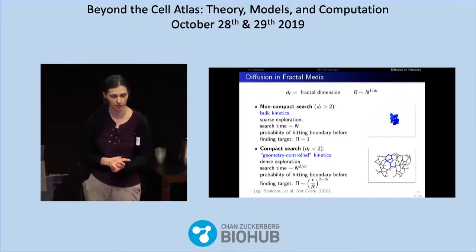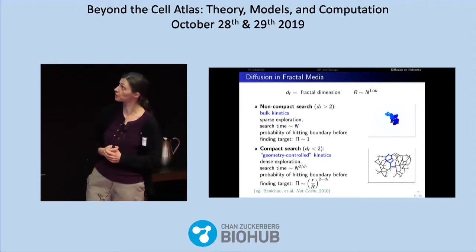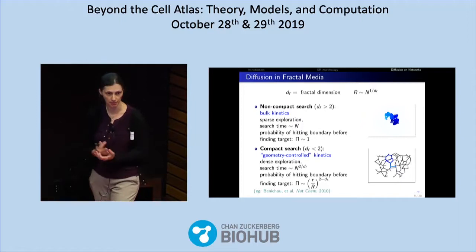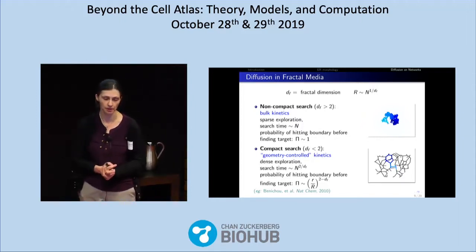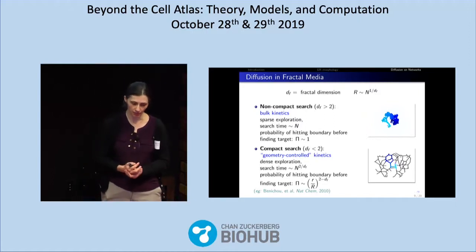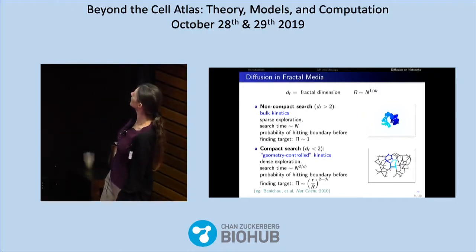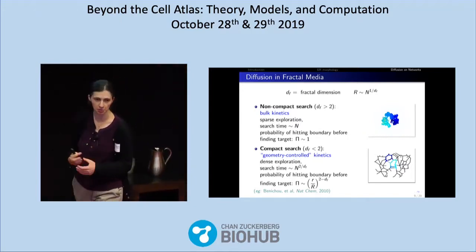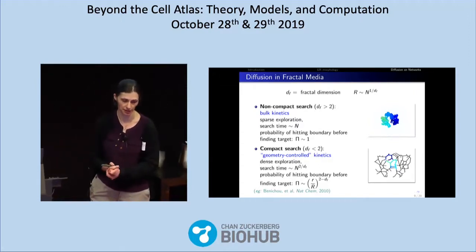So if you have a dimension greater than 2, you're in a regime of bulk kinetics, or non-compact search. In that regime, your search time for any part of your network scales linearly with the number of sites available to you. You have a sparse exploration of your domain. So there's a little particle diffusing in 3D here, and it's leaving lots of holes behind. And you have a tendency to explore the whole domain, to hit the boundary before you find any target, regardless of where you start in that domain.